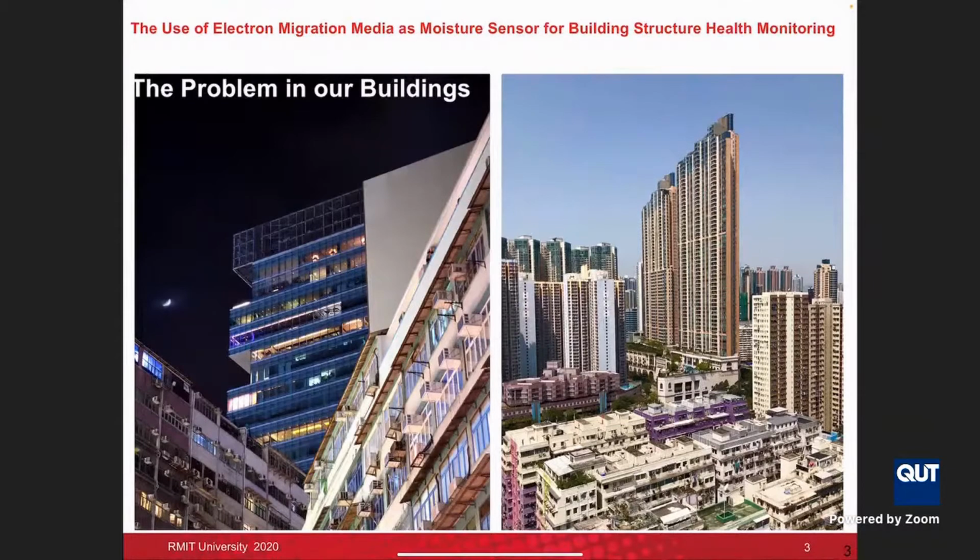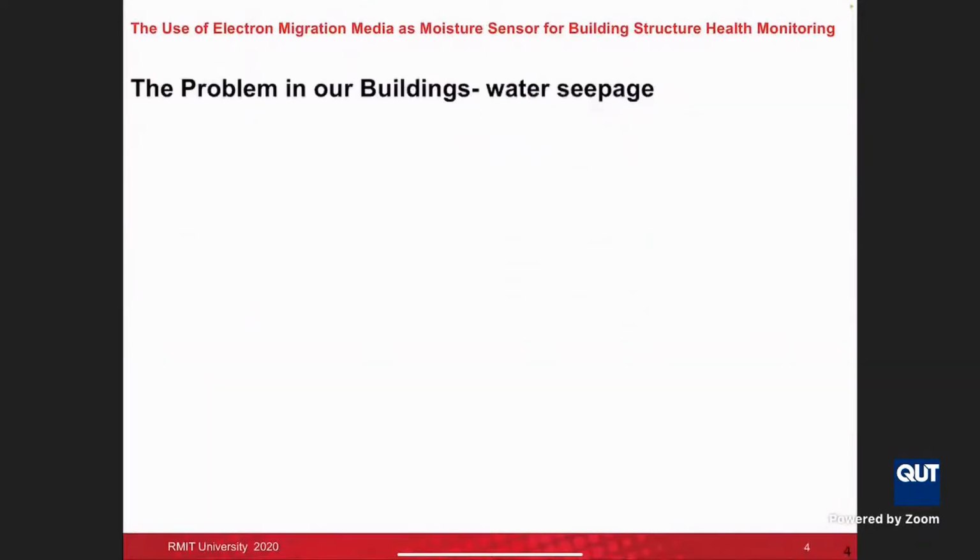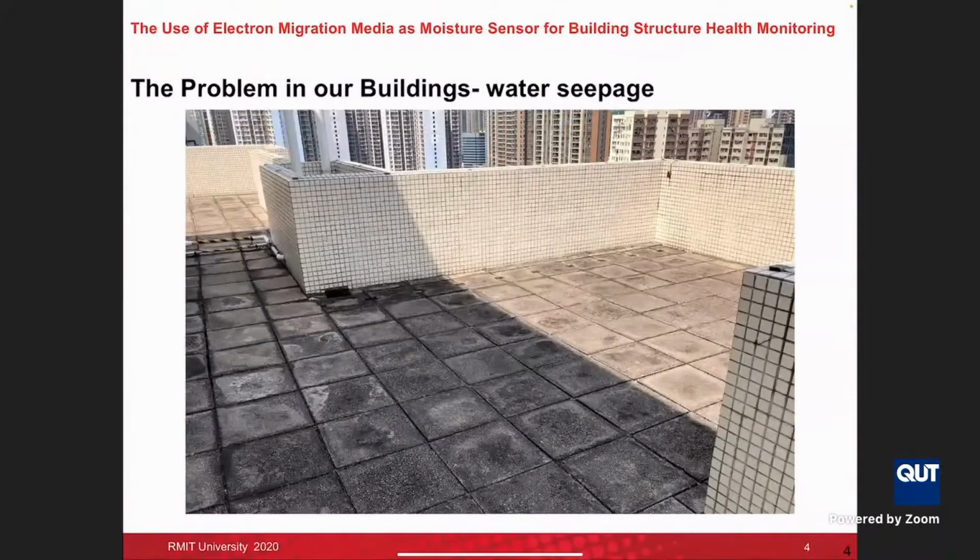And on the right-hand side, you can see redeveloped areas, with high-rise residential buildings and some old buildings in the front, in its old area. And what's the problem in our buildings? Actually, it's water seepage. You can see here a rooftop of a residential building. There are some tiles on the top, and some surface drains around the parapet of the roof.